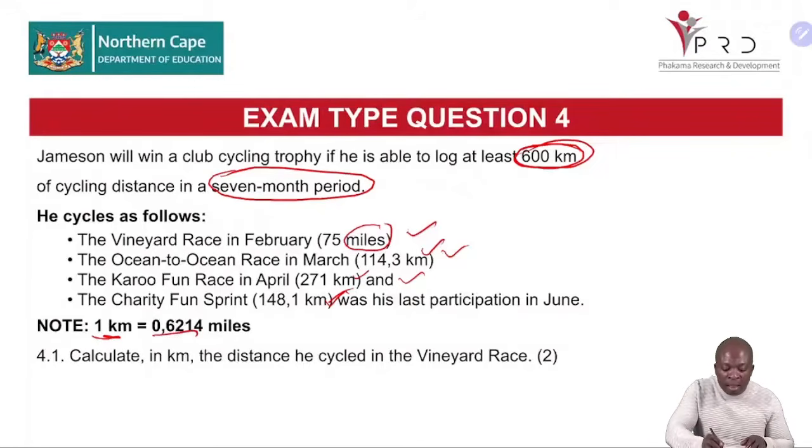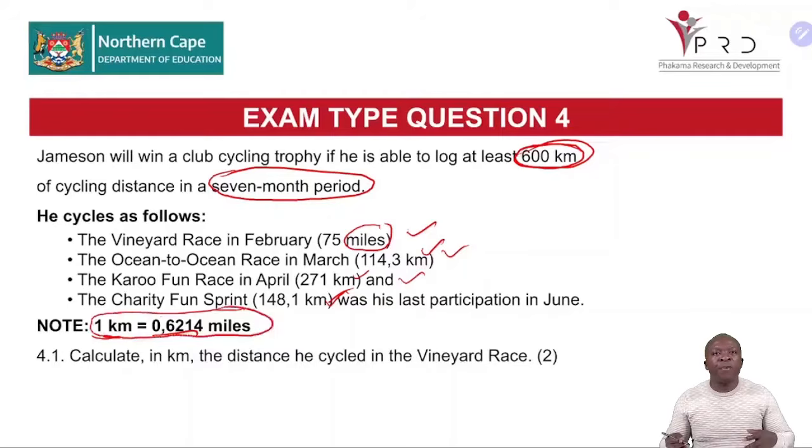What is this value again? We call it the conversion factor. How do we call it? Conversion factor. That is the value which allows us to convert either to miles or convert to kilometers.